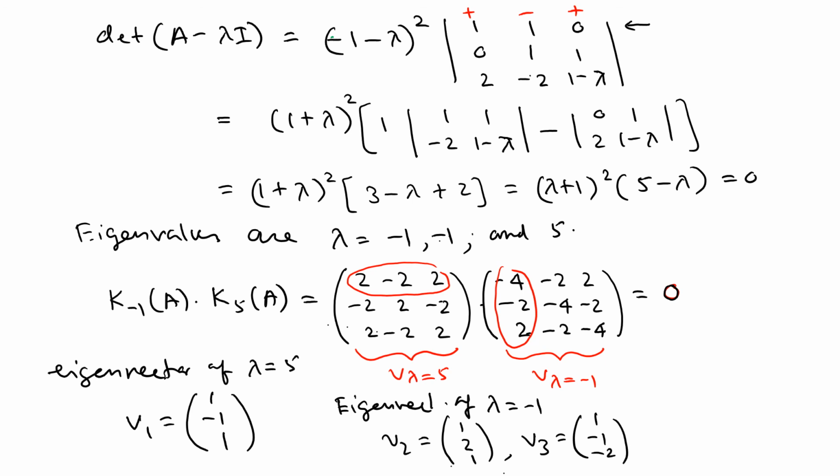So there are other options as well. You can even add these 2. If you add them, you're going to get 0, -6, -6. If you divide by -6, you can have an eigenvector 0, 1, 1. Also, if you add the first 2, you're going to get -6, -6, 0. If you divide by -6, you can have the eigenvector 1, 1, 0. So those are other options.